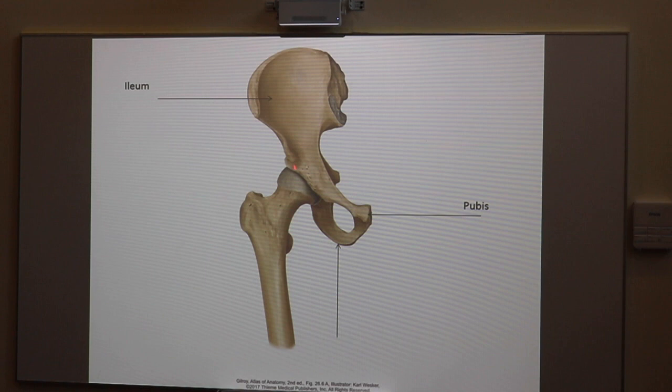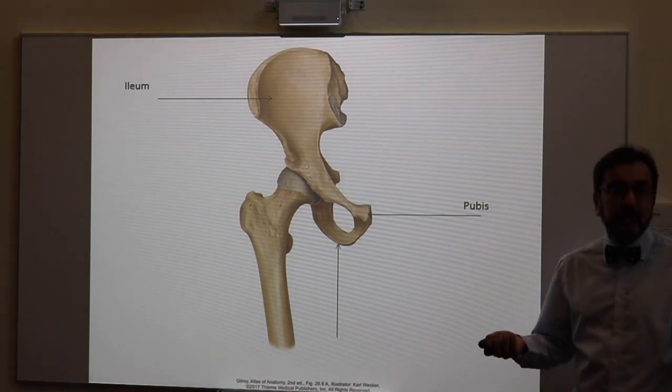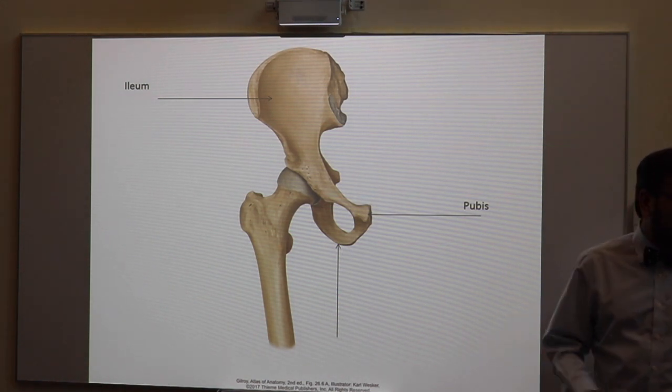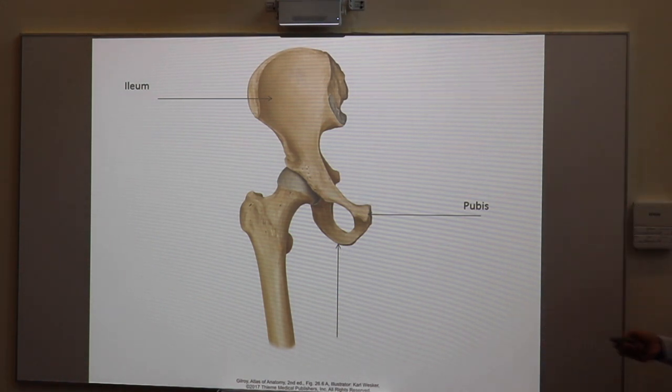All these three bones are united at the acetabulum, which is here, which is articulating with the head of the femur. So these three bones are joining here in the acetabulum to form the hip bone or the innominate bone. Innominate means no name. So sometimes hip bone is also called innominate bone. But it is a combination of three bones: ilium, pubis, and ischium.